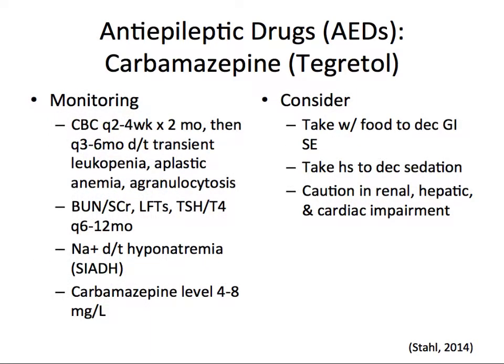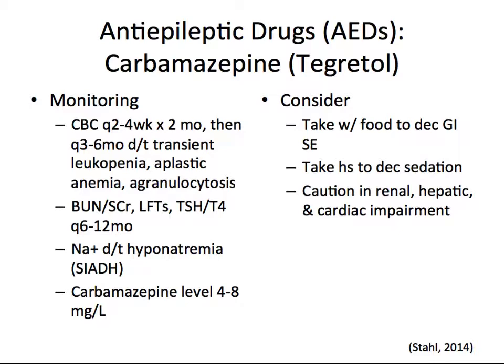In terms of monitoring, a CBC should be done every 2 to 4 weeks for 2 months, then every 3 to 6 months. This is primarily due to transient leukopenia, aplastic anemia, and agranulocytosis. A BUN, creatinine, LFTs, as well as a TSH and T4 should be done every 6 to 12 months while on the medication. Sodium should be monitored due to hyponatremia, primarily associated with the syndrome of inappropriate antidiuretic hormone.